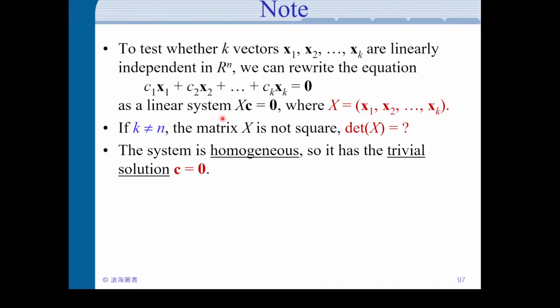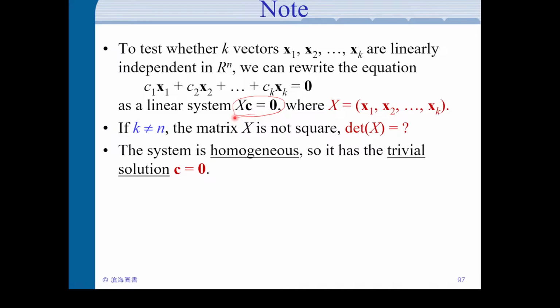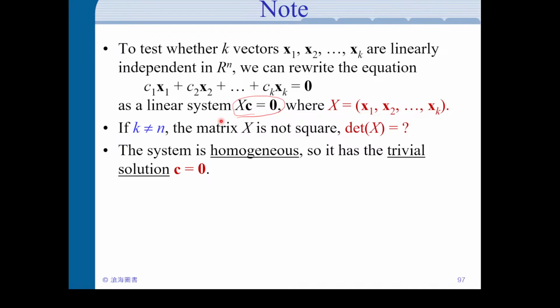If k is not equal to n, then our matrix X is not a square matrix. Then you cannot calculate the determinant, because the determinant is only defined on square matrices. But we can still write this equation. It's a homogeneous equation, and it always has a trivial solution. But we want to see whether it has other solutions. We can check that by solving it more directly.